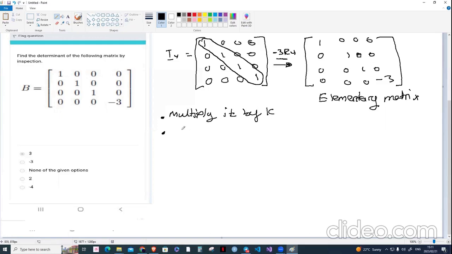and when you swap rows, those are the only two. When you add rows, it doesn't change. So in this case, our determinant for B should be -3 times the determinant of I, which is, we already know, 1.